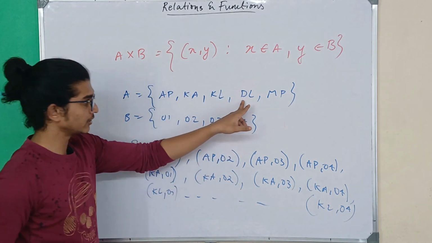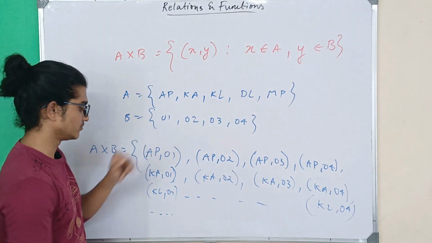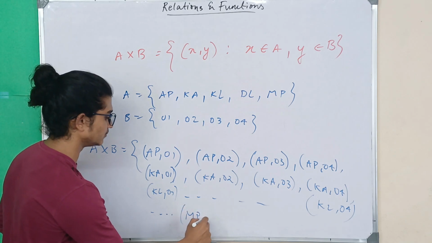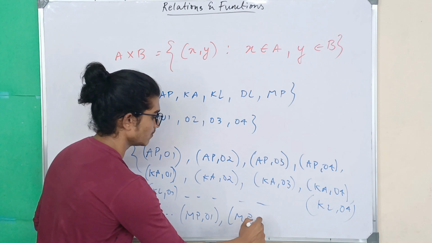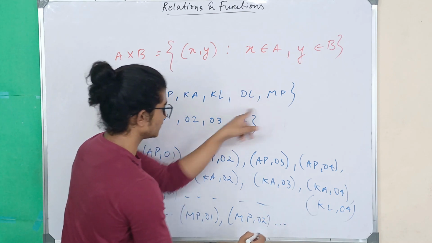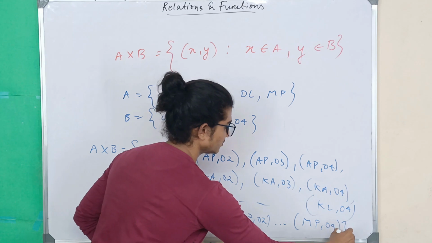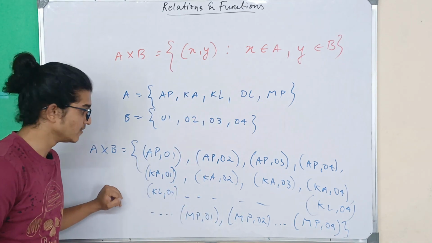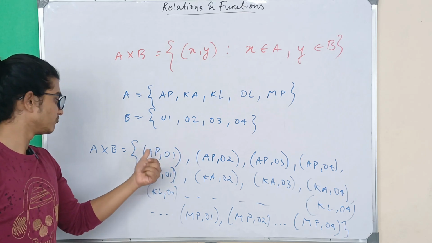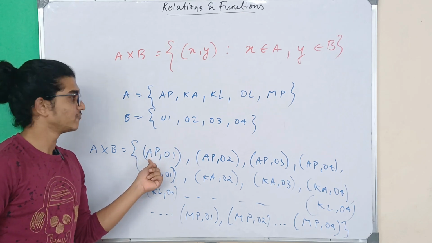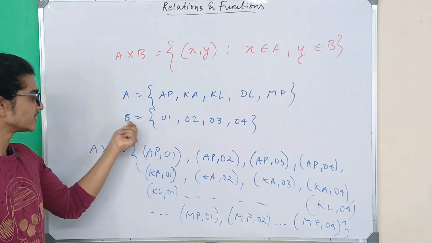In the exact same way I can do it for Delhi also. So I'll just write so on and so on. And the last one, (MP, 01), (MP, 02), all the way up to (MP, 03), (MP, 04). So this is the Cartesian product of two sets. Basically you're creating ordered pairs like this, where the first element in the ordered pair belongs to the first set, and the second element belongs to the second set.